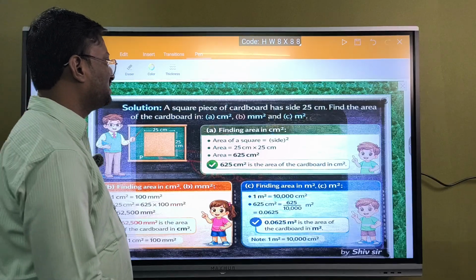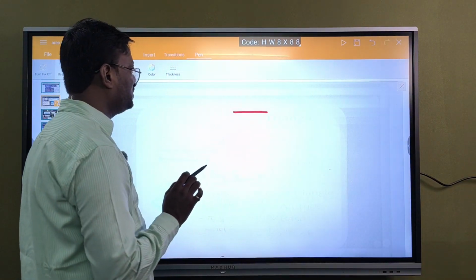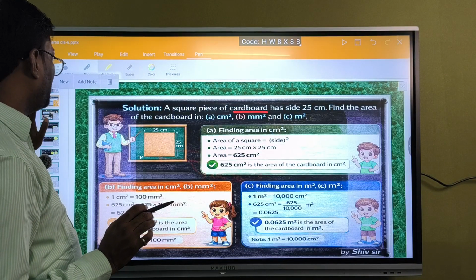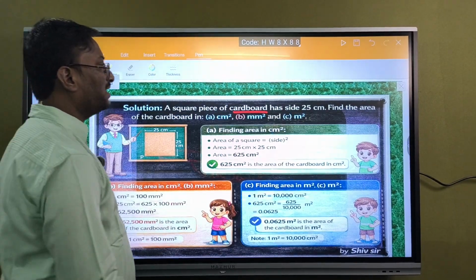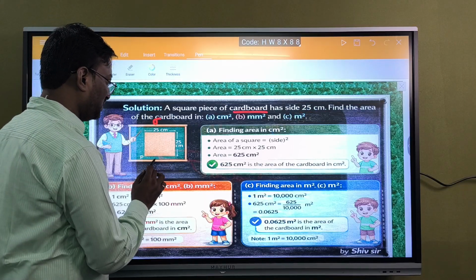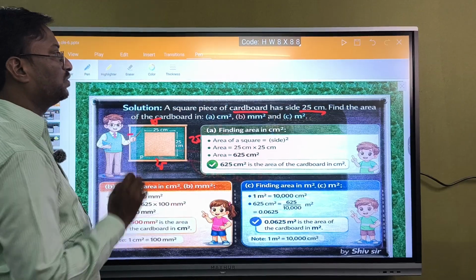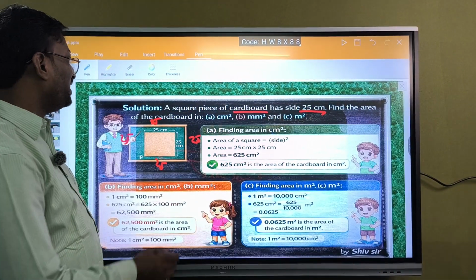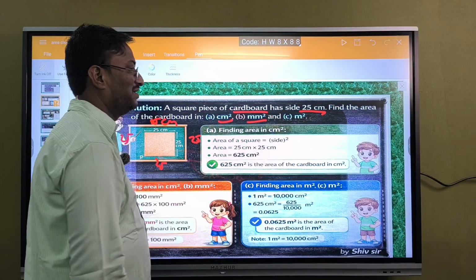A square piece of cardboard, a cardboard whose shape is square, has side 25 centimeters. So this side is 25, this side is 25, 25 and 25. All four sides will be 25 centimeters. Find the area of the cardboard in centimeter square, millimeter square and meter square.